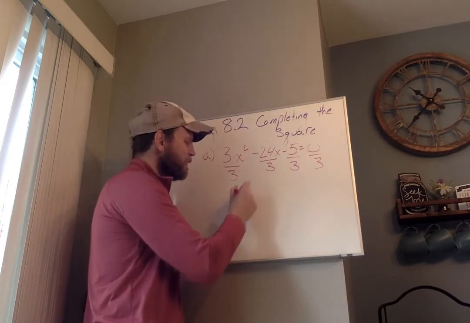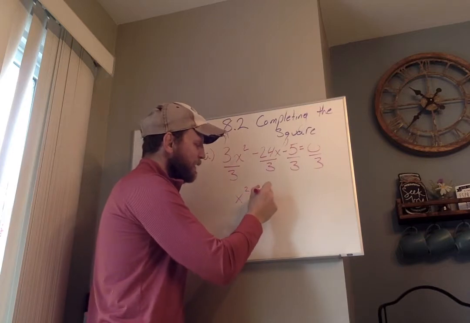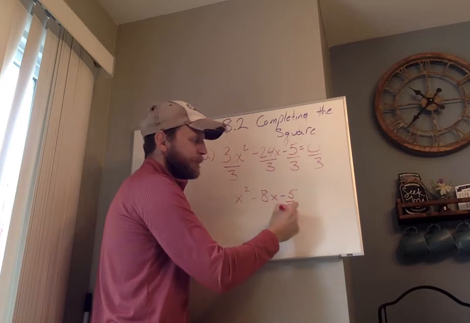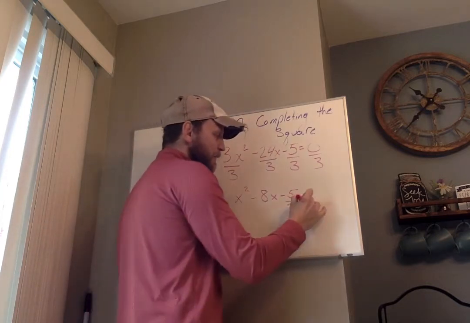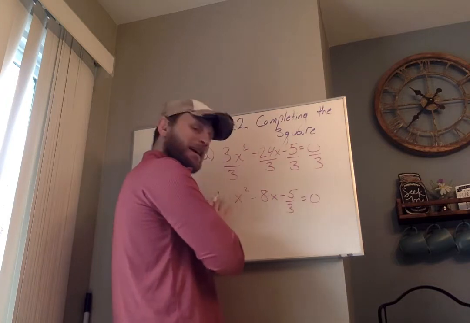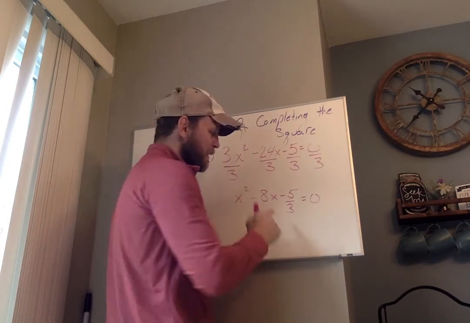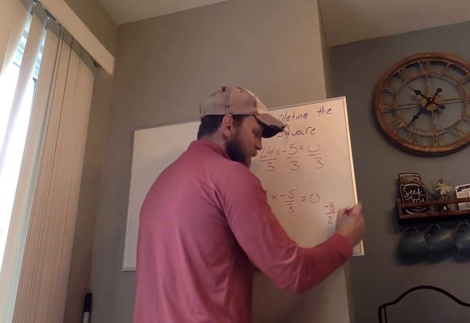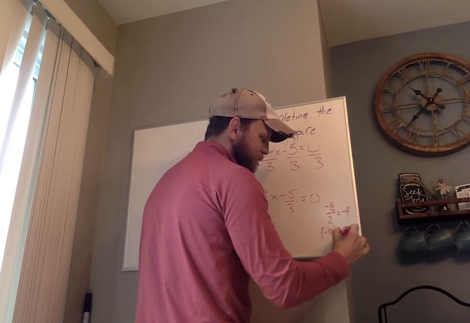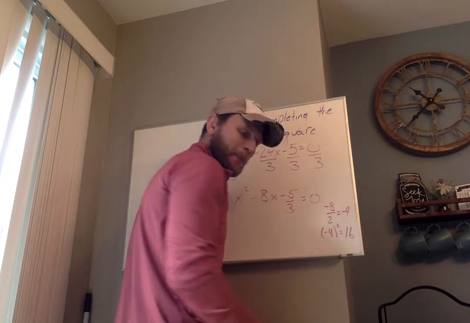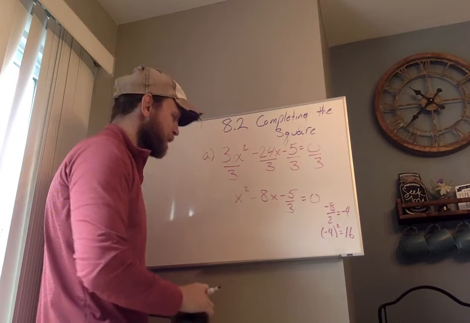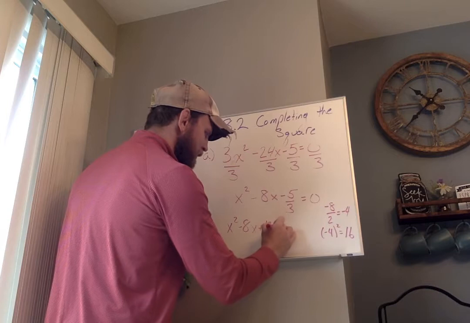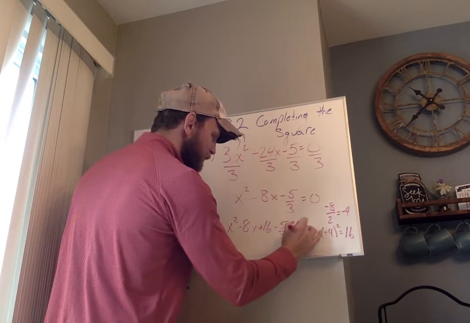3 divided by 3 is 1. 24 divided by 3 is 8. And that's just negative 5/3 equals 0. Now that my leading coefficient is 1, I'm going to do negative 8 divided by 2. That's negative 4, and I'm going to square it. So here's what I do. I have x squared minus 8x plus 16 minus 5/3 equals 16.